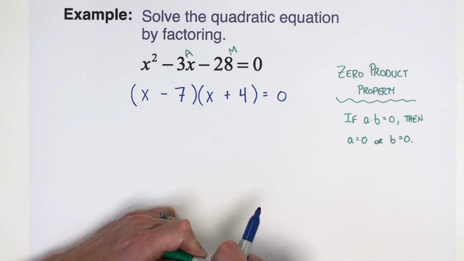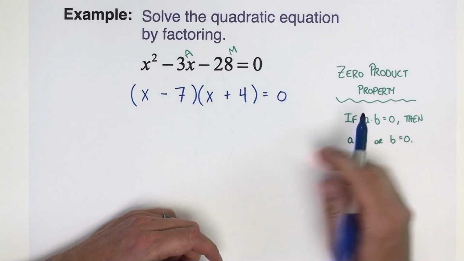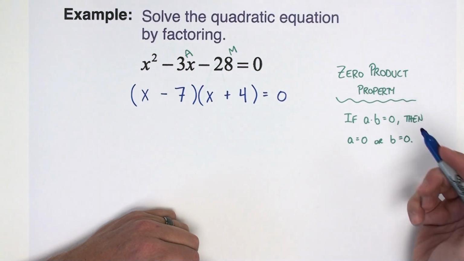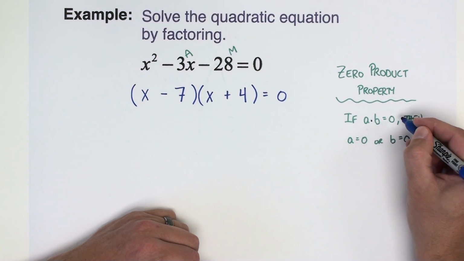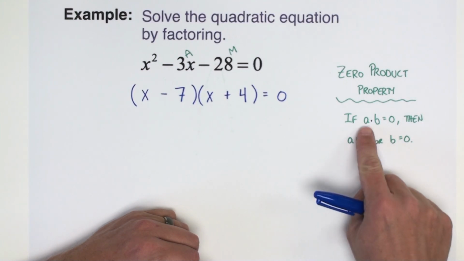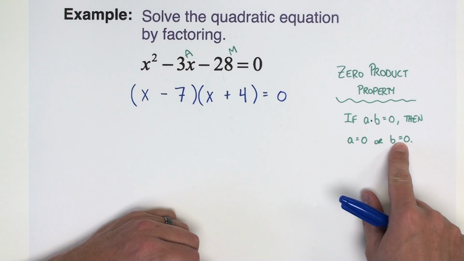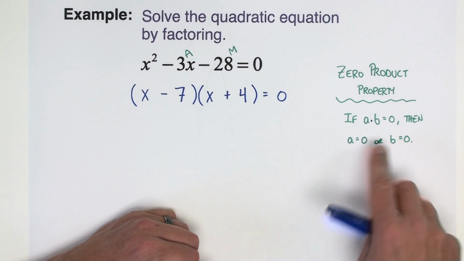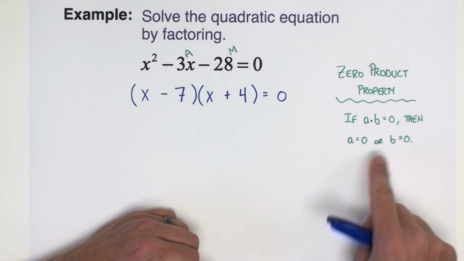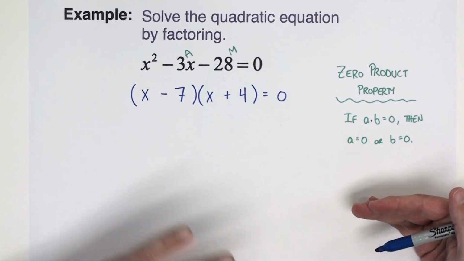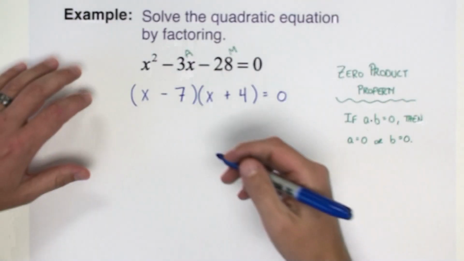Zero product property says that if you have two numbers, or quantities, if you will, whose product is equal to 0, then it has to be true that either the first number of the product is 0 or the second number of the product is 0. In other words, the only way two numbers can multiply and give you 0 is if one of those numbers is 0. So we're going to apply that property to this problem and every problem that we solve by factoring.